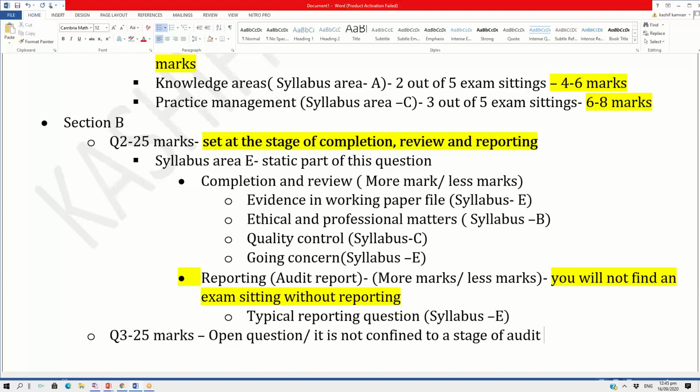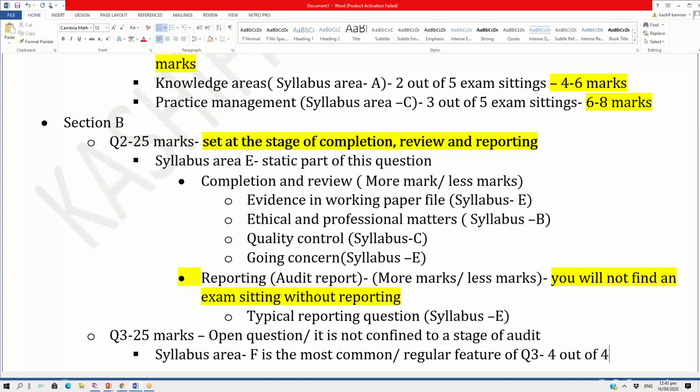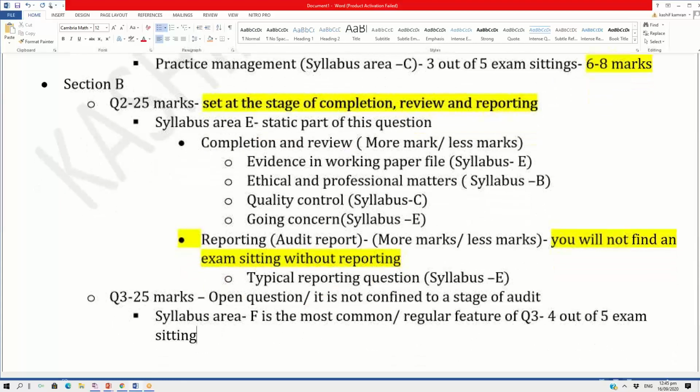Is there anything static in question 3? Let's find out. Syllabus area F is the most common, most regular feature of question 3. This can be 4 out of 5 exam settings. Syllabus area F, which is other assignments. So other assignments is a very regular feature of question number 3.